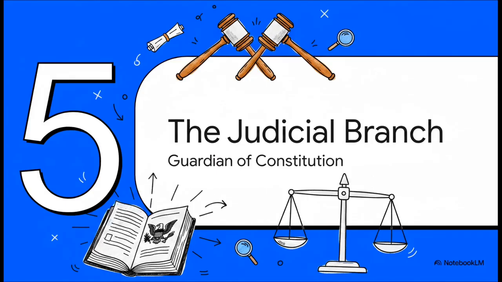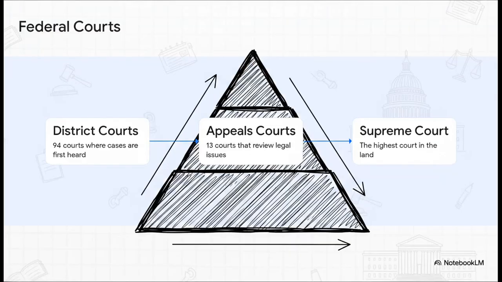Next up is Section 5, the judicial branch, the ultimate guardian of the Constitution. So the judiciary doesn't write laws, and they don't enforce them. Instead, they interpret them. They apply the law to specific cases and ensure nothing conflicts with the Constitution.